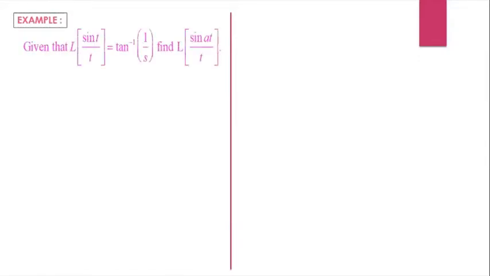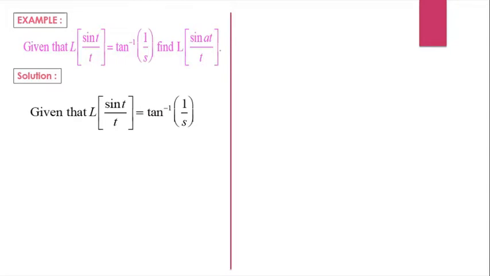So now I illustrate an example in change of scale property. Here is a problem where we find out what is the Laplace of sin at divided by t when given Laplace of sin t divided by t is equal to tan inverse 1 by s. Given that Laplace of sin t by t is equal to tan inverse 1 by s, we very well know by the definition of Laplace that Laplace of f of t could be interpreted as capital F of s.